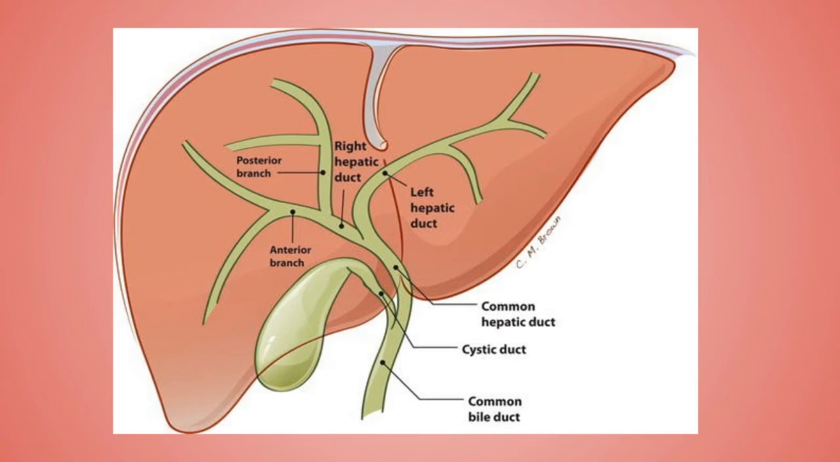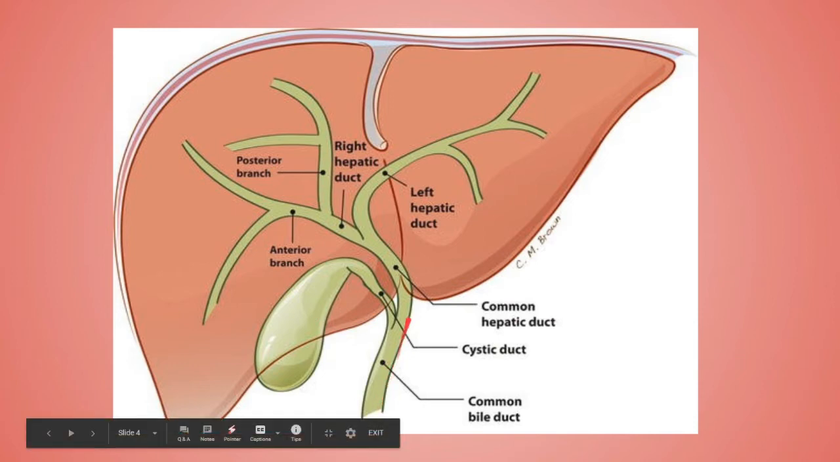Now what is an accessory hepatic duct? This is an extra hepatic duct apart from the common hepatic duct, and it is present only in 15% of subjects. It usually arises from the right lobe of the liver, and it terminates either into the gallbladder, the common bile duct, or the common hepatic duct.